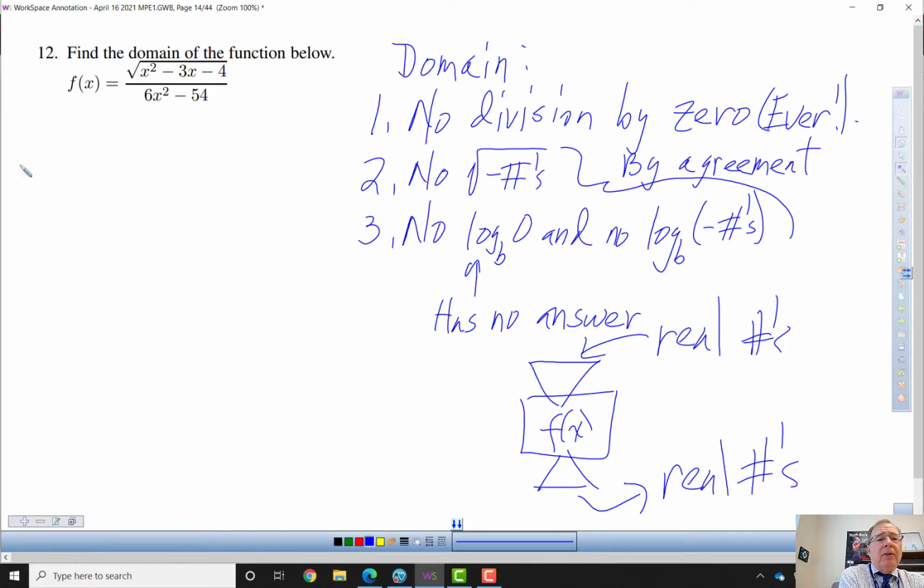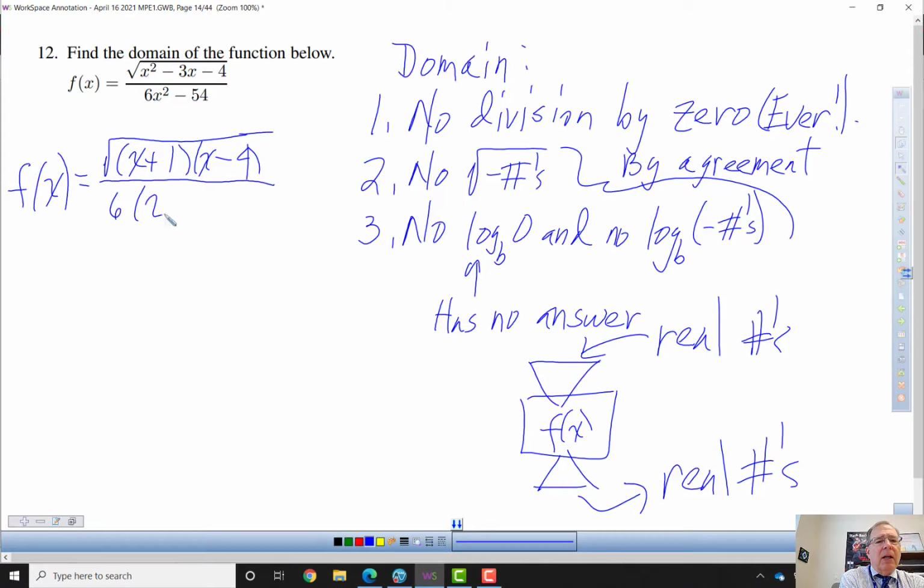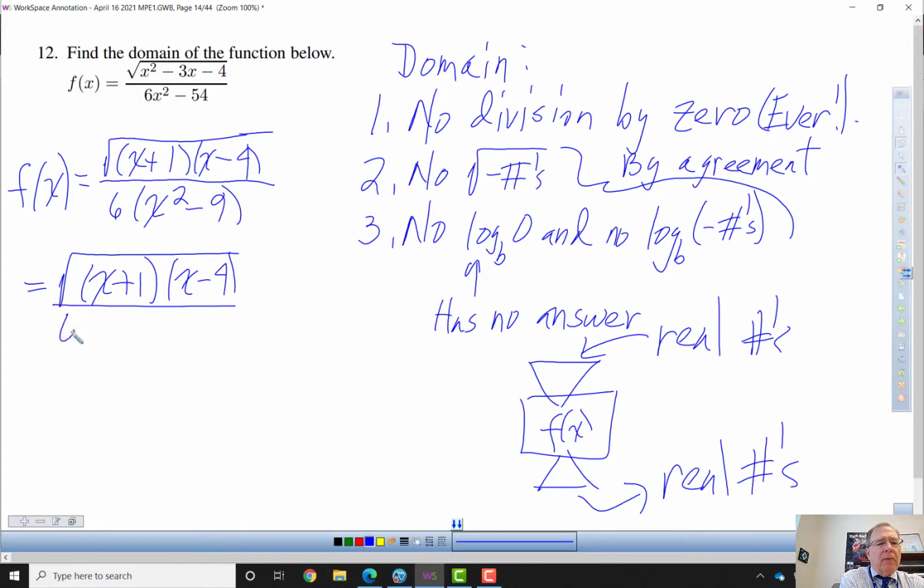So I'm going to rewrite this function. So f of x equals, I'm going to factor underneath the square root. So I'm going to have an x plus and an x minus. I've got minus in the middle, so this needs to be a -4, and this needs to be a +1. And then here I can factor out a 6 and get x squared minus 9, and I can further factor the denominator. So x plus 1 times x minus 4 divided by 6 times x plus 3 and x minus 3.